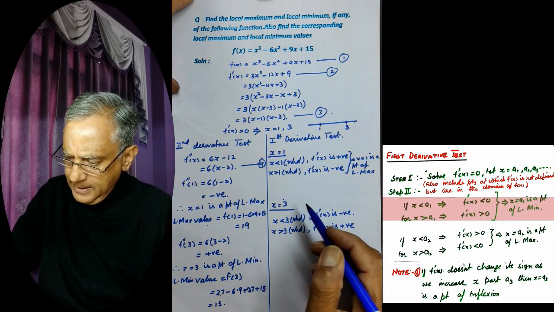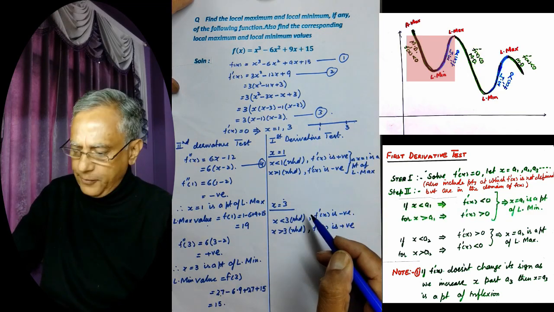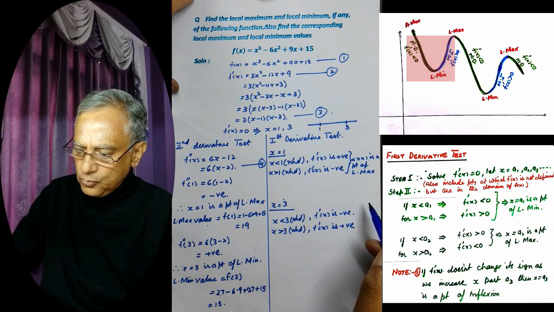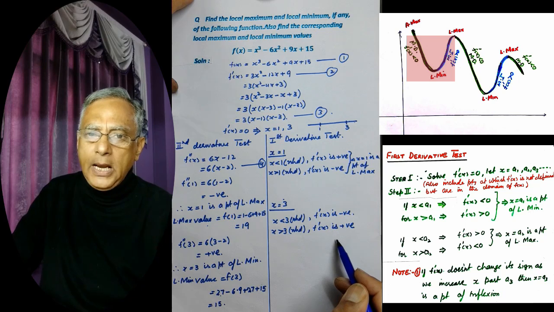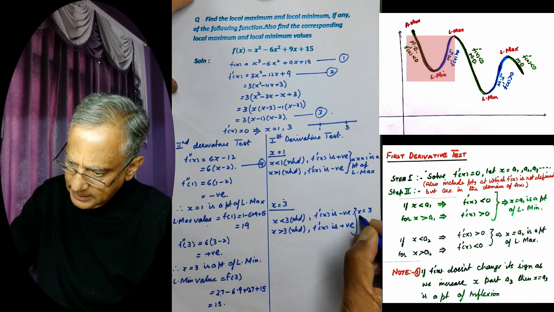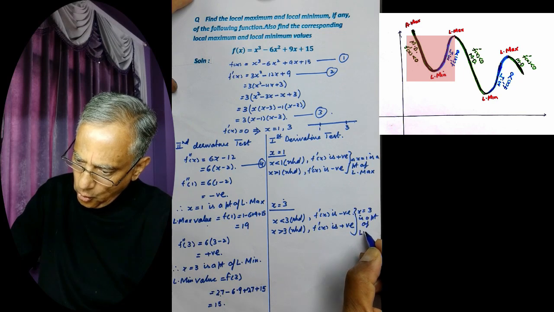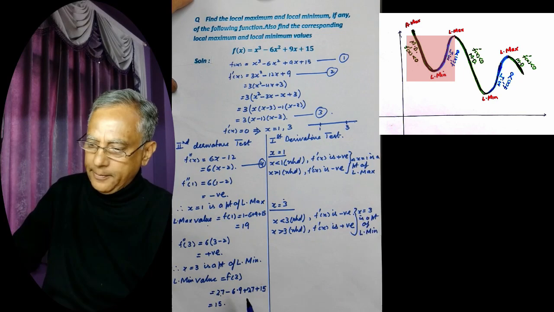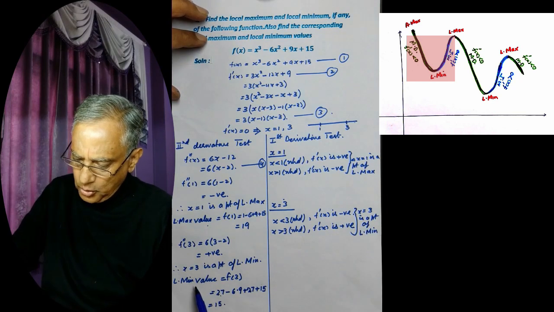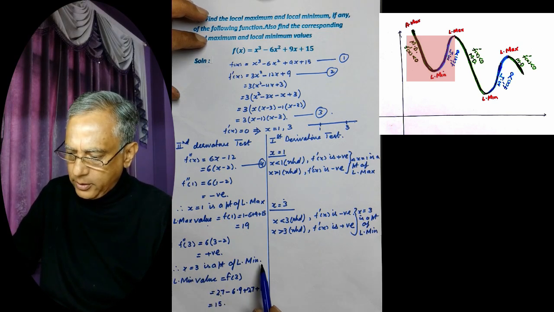Therefore, f dash x is negative, so the graph is falling to rising. The graph is changing from falling to rising. So this will be the shape of the graph, and it will be a point of local minimum. Therefore, x equal to 3 is a point of local minimum. We had the same conclusion from second derivative test. x equal to 3 is a point of local minimum.